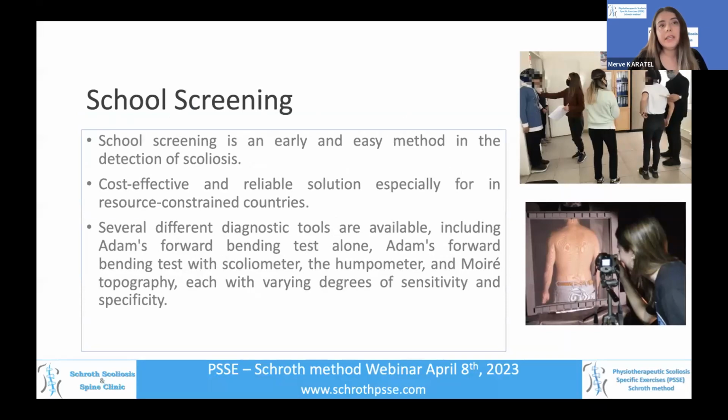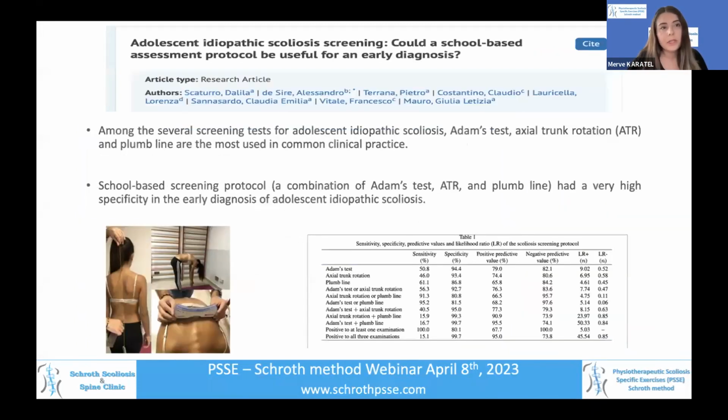In the detection of scoliosis, school screening is an early, easy, and cost-effective solution. Several different diagnostic tools are available, for example the Adams forward bending test, the Adams test with scoliometer, and topography. Each has varying degrees of sensitivity and specificity. This research is about a school-based assessment protocol for early diagnosis. They presented the very high specificity of the combination of the Adams test, axial trunk rotation, and plumb line, which are the most commonly used in clinical practice. The Adams test is still considered the best non-invasive clinical test for screening scoliosis.